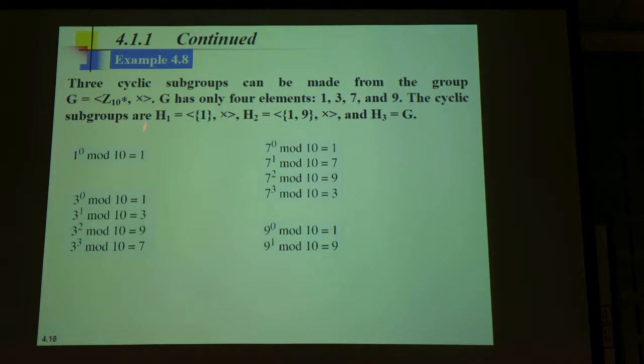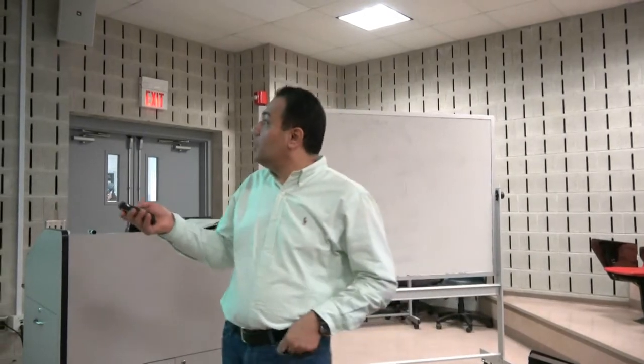So the cyclic subgroups are H1, H2, H3, okay? We said there are 2 groups always there. The group that includes the identity. What is the identity here? 1. So that's one group. And the group that includes the full group, which is G. And we generated this. We did the same process, you could try it out.